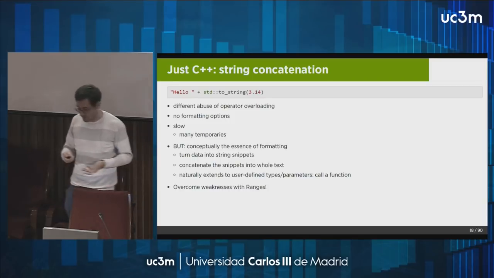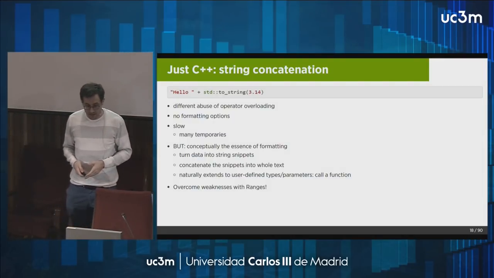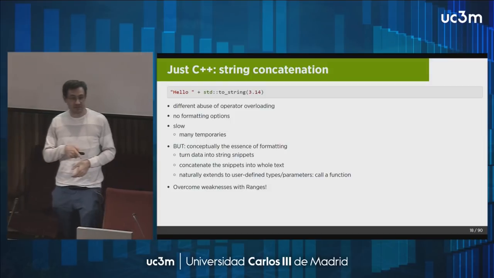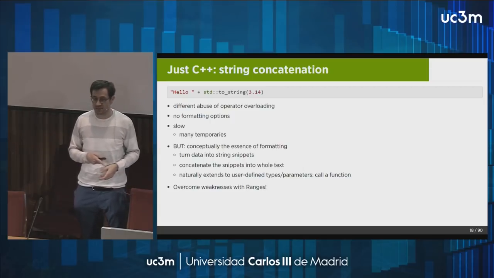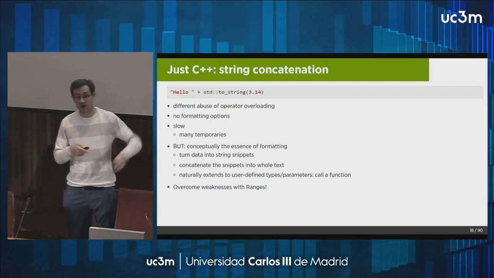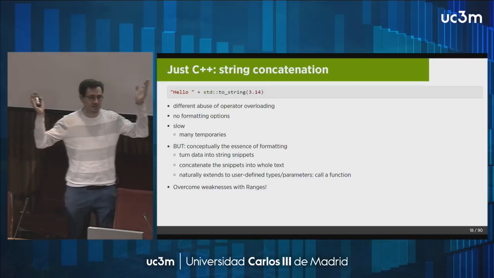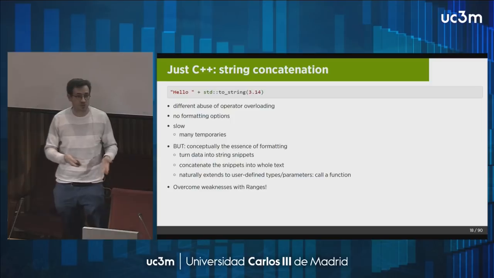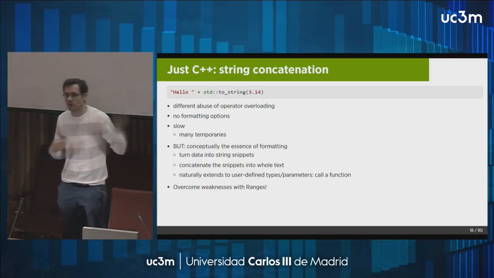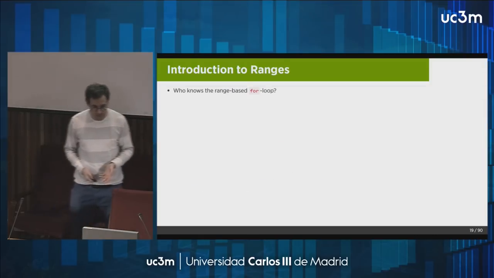From the syntax, from how it's being used, it's nice. It just doesn't work very well. Now, this talk is going to be about overcoming the weaknesses of that approach using ranges. Because in the C++20 standard, there are now ranges voted in, and there is std::format voted in, but these two come really from two different strains of development. They are not joined yet, right? So this is basically an approach of, if we have ranges, how can we do the text formatting well? All right.